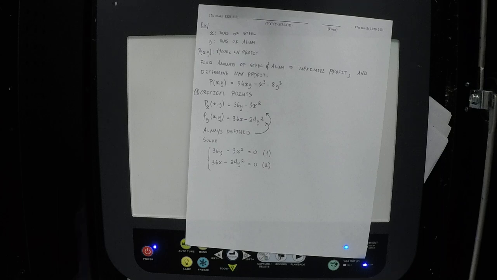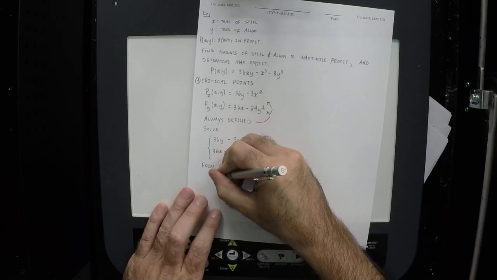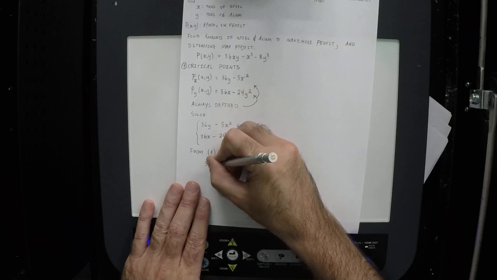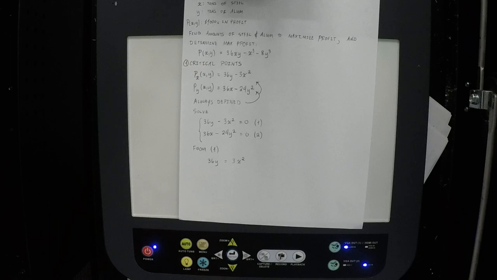Okay, so now, this system is slightly more complicated than the previous one, because now both equations have a square. Sad. Sometimes it just happens. Okay, so what should we do? Just pick one, okay? Which one? The first one? Okay. So we can get it to 36y is 3x squared, right, moving the 3x squared to the other side. So now, do we want to solve for y or do we want to solve for x? Which one do we want to do? And for what reason?